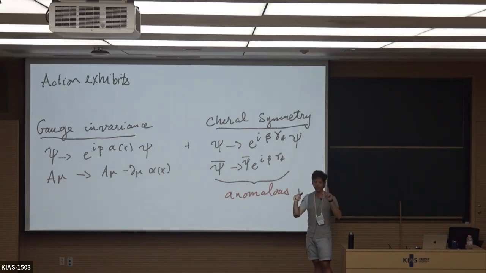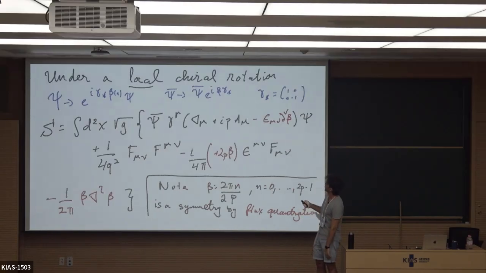So this gamma star is what is sometimes called gamma 5 in 4 dimensions. It's 1 and minus 1. Okay, so let me just tell you what happens under a local chiral rotation. If I now let this beta not be just a pure number, but let it depend on space, then my action shifts like this. There's a piece over here, and then I get beta del squared beta, and then what looks like this BF term from before.